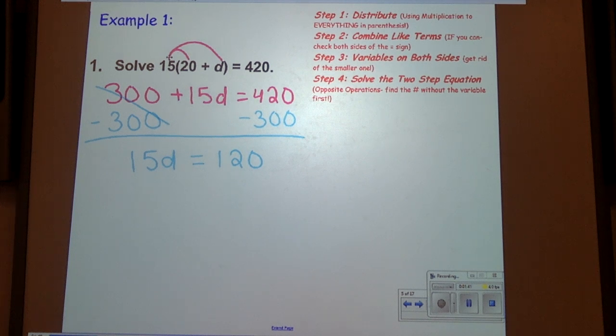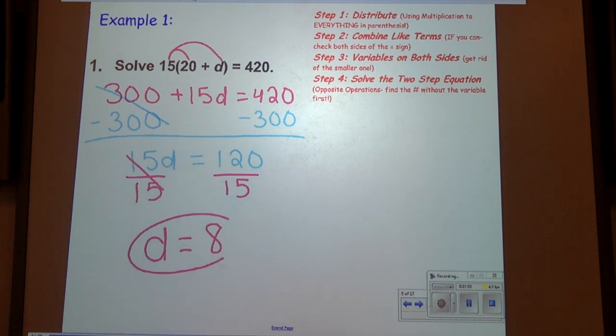Now again, we want to isolate the variable. So right now, it's 15 times d. So the opposite of multiplying by 15 is dividing by 15. Remember, what we do to one side, we have to do to the other. So 15 divided by 15 is 1, so we're left with 1d equals 8, because 120 divided by 15 is 8.